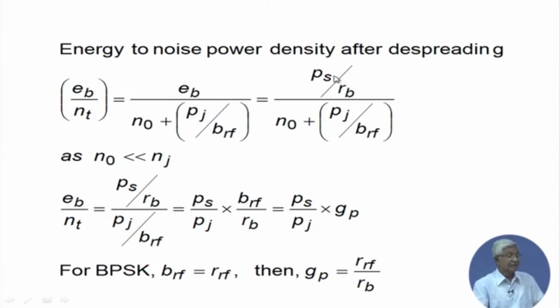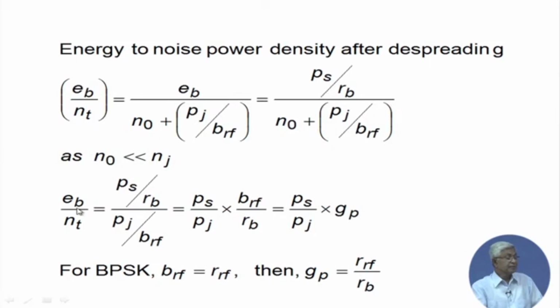Earlier we called C by N, that is C equals EB into RB. Here we are calling it PS, power per individual source. So PS by RB is EB, and the denominator remains the same. Now since the jamming power is much more, NT is equal to N0 plus NJ. NJ is much more than N0 because that is all interfering power, while N0 is the thermal power from one source. So we can neglect the first term in the denominator.